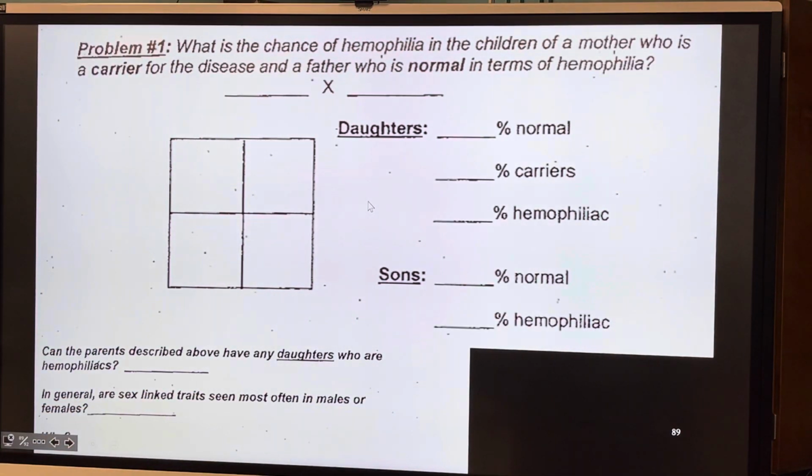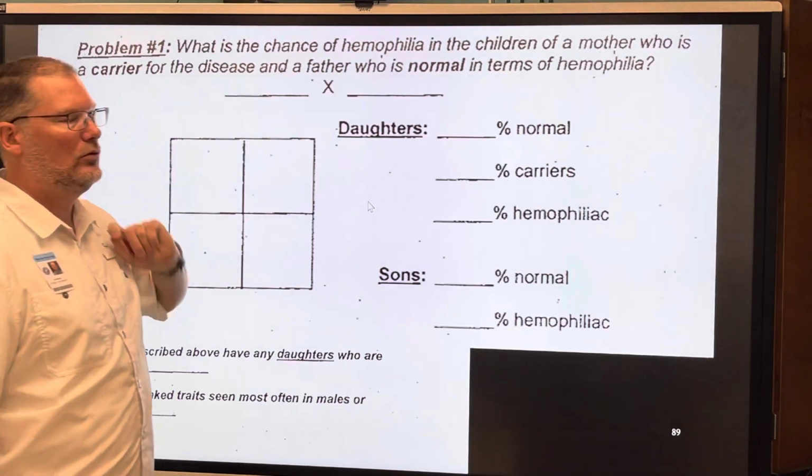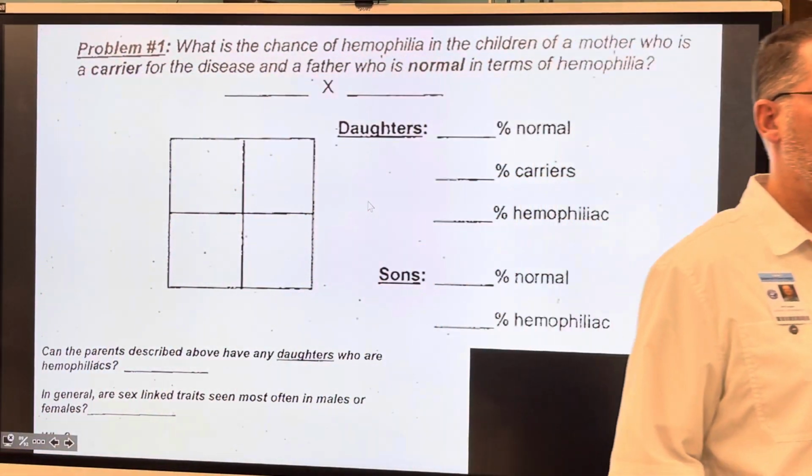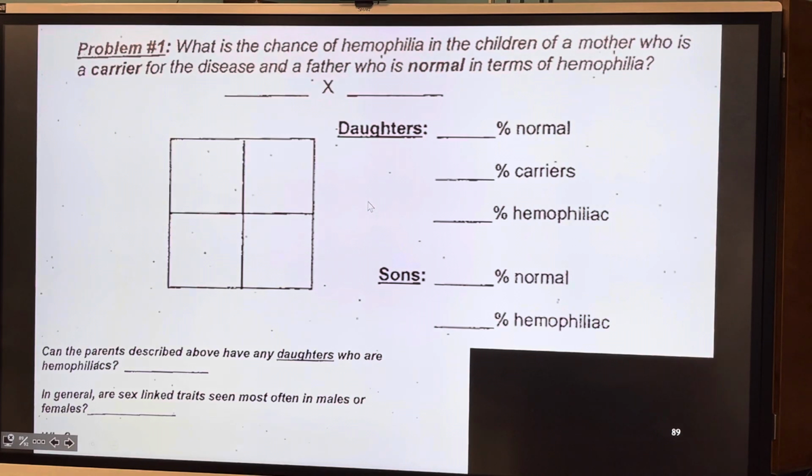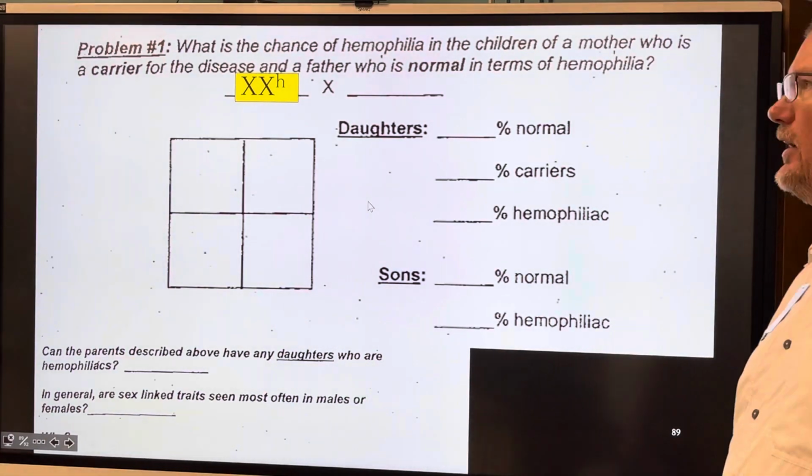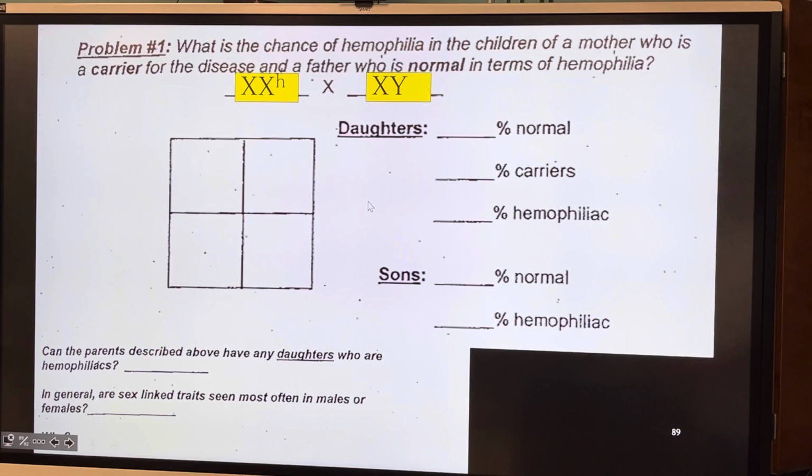What is the chance of hemophilia in the children of a mother who is a carrier and a father who is normal in terms of hemophilia? A mother who's a carrier, we just did this on the previous slide. So what would her genotype be? We just had that on the last slide. And a father who's normal, it's just going to be X and Y, right? Nothing ever goes on the Y for hemophilia.